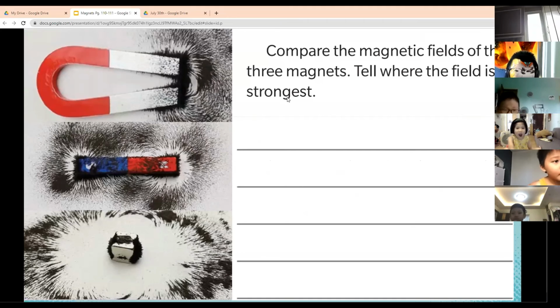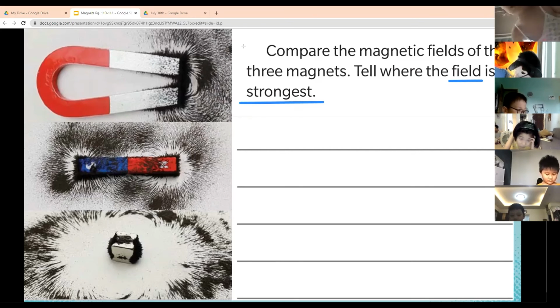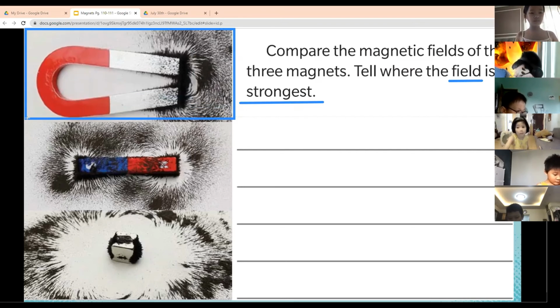Okay. Now that you guys have read, I would like you to compare the magnetic fields on the left. These are 3 different magnets with iron filings. Compare the magnetic fields of the 3 magnets and tell where the field is the strongest. Write down your answer. Look at all 3 pictures. Where is the magnetic field the strongest in these 3 pictures?